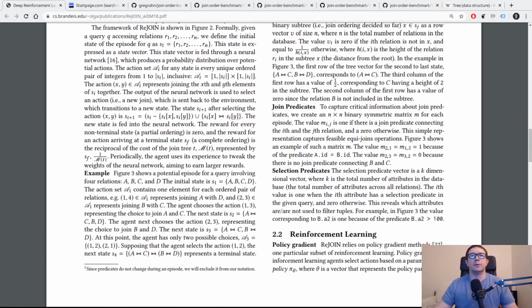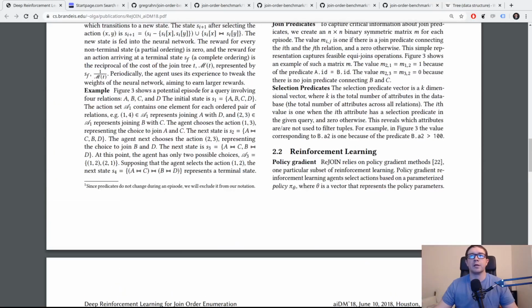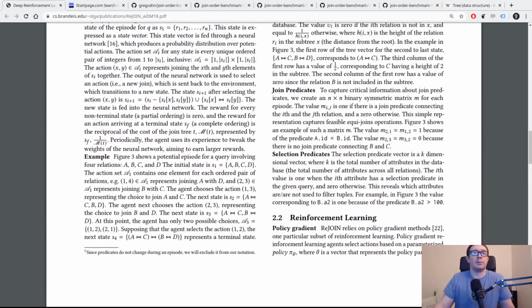Okay. So now we have an example, and that's down here in figure 3. We're going to take a look at this more in depth in a moment.